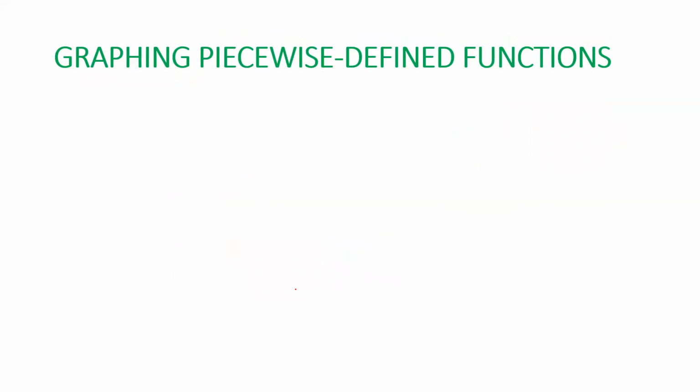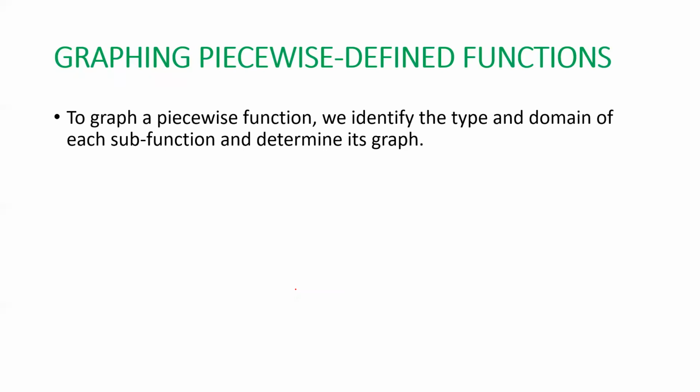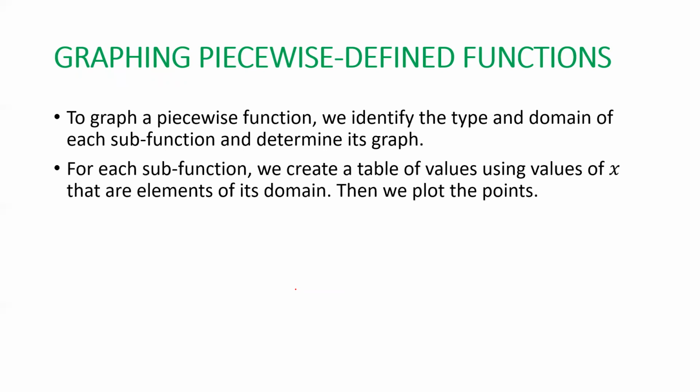Okay, now, how do we graph piecewise defined functions? To graph a piecewise function, we identify the type and the domain of each subfunction and determine its graph. So we have to determine if the function is constant so that we know that the graph is a horizontal line. We have to determine if the function is linear so that we know that the graph is a straight line that is sloping upward or downward.